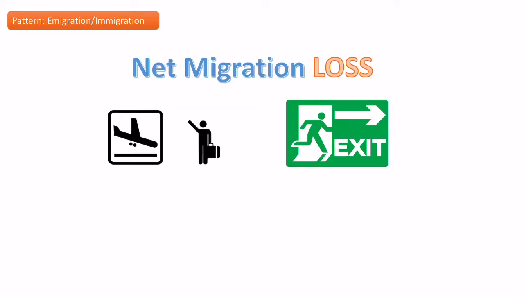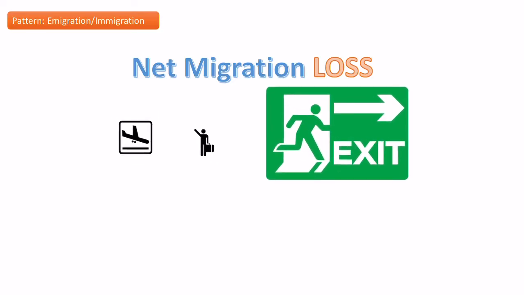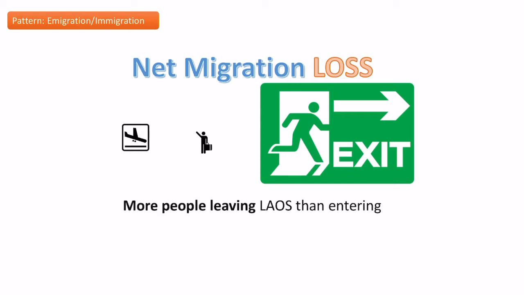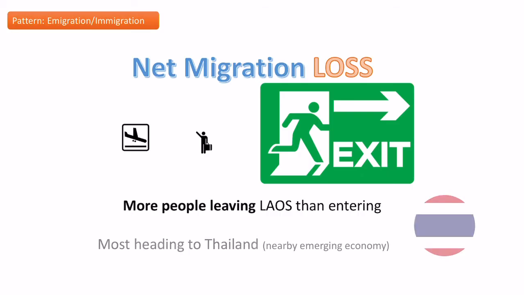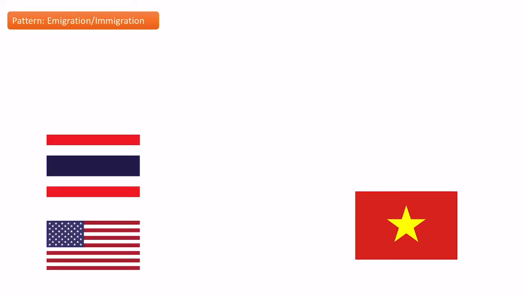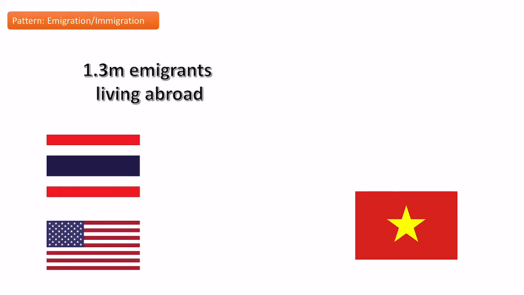So it's a country of net migration loss. Again, this is it responding to change from outside. More people leave Laos than actually enter it. And most of those people are heading to Thailand, which is a very nearby emerging economy. So any economic growth in Thailand leads to people leaving, and therefore Laos is responding to the change rather than driving it.